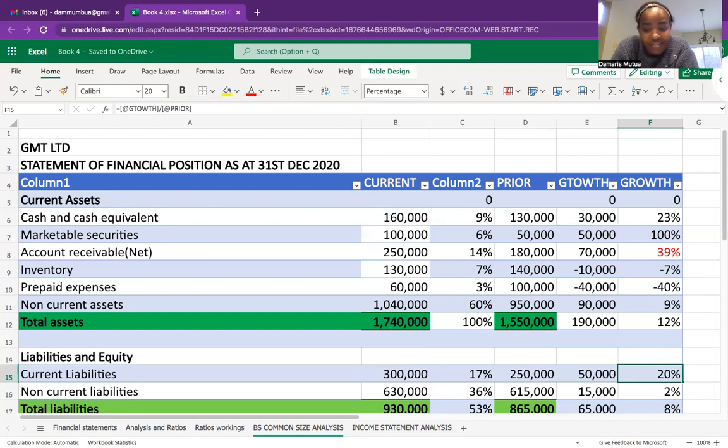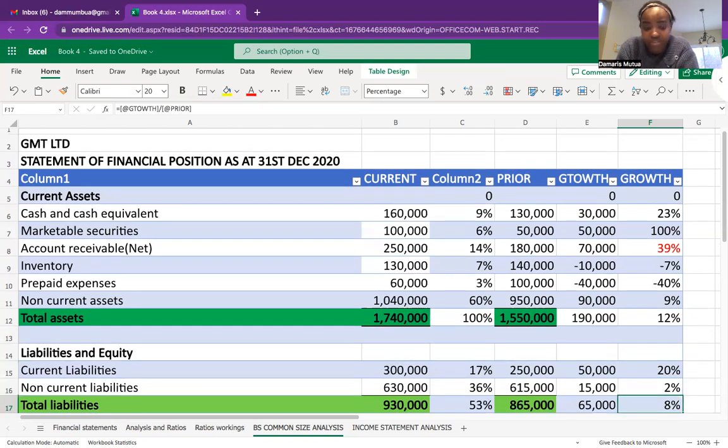Our non-current liabilities have also grown by 2%. Maybe we got a new facility, a new loan. We got another bank loan from our lenders. That could be one of the reasons. So our total liabilities have grown by 80%.